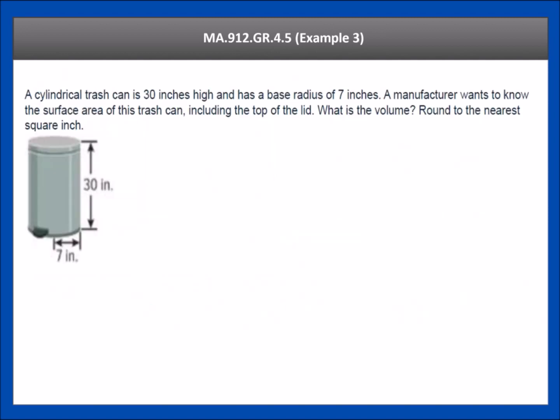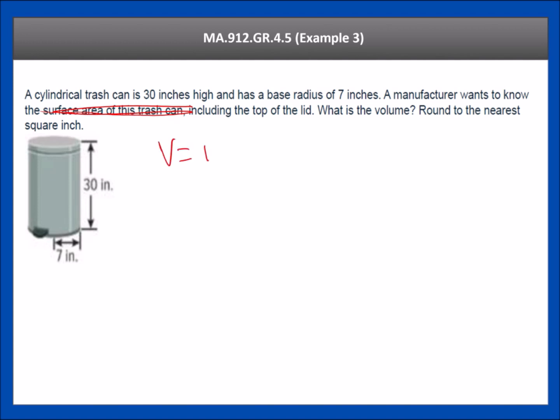All right, so a cylindrical trash can is 30 inches high and has a base radius of 7 inches. The manufacturer wants to know the surface area of this trash can, including the top of the lid. We're not going to do the surface area here because that's not what this benchmark is testing. When we do surface area in the next benchmark, we'll probably end up doing this problem. For now, we're just sticking to volume, which is what the benchmark is looking for.